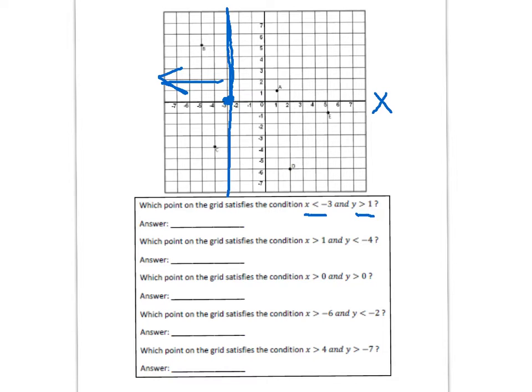Now you have y is greater than 1. So I work on the y-axis, and I can see that 1 is right here. I'm going to draw the line, and I know that it's greater than 1, so anything above the red line.